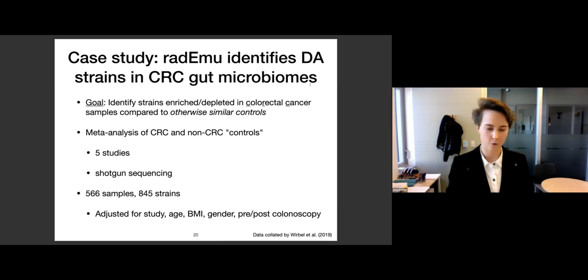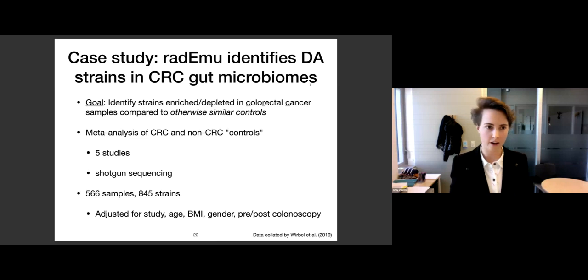Okay, so if we combine all of these studies together, we end up with about 566 samples, so of course more than any individual study could see. And after some of their quality control, we end up with 845 metagenomic strains. So they use the mOTUs package. They're thought of as metagenomic OTUs, but I just think of them as metagenomic strains.